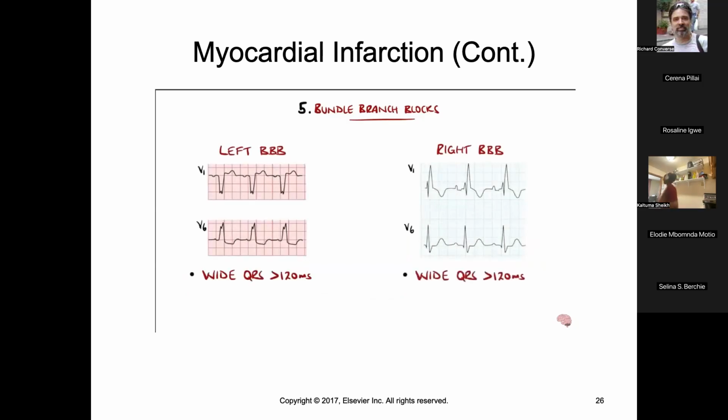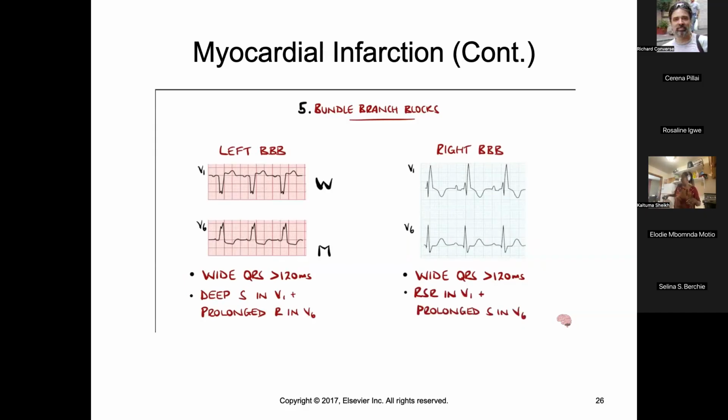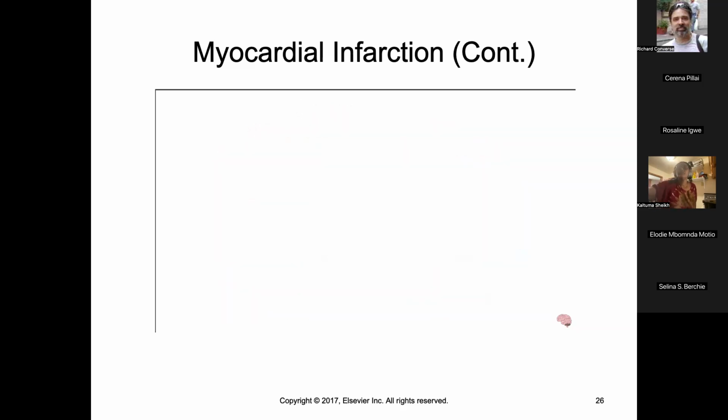Left bundle branch blocks feature a deep S wave in V1 and prolonged R wave in V6, giving a W and M shape respectively, while right bundle branch blocks have an RS-R wave pattern in V1 and prolonged S wave in V6, giving M and W shapes respectively. An easy way to remember this is with the mnemonic William Marrow. Also remember that the ST segment is affected in bundle branch blocks, and so interpreting ST changes is challenging and needs specific criteria. Now let's take a look at the atrioventricular or AV blocks.